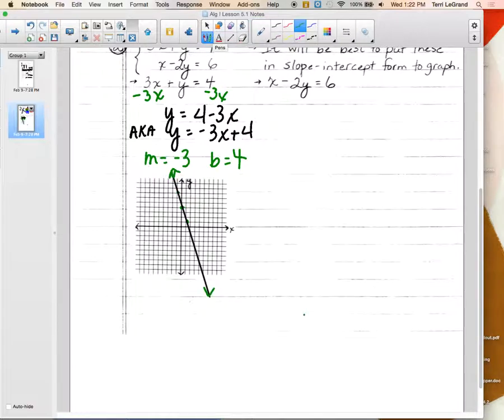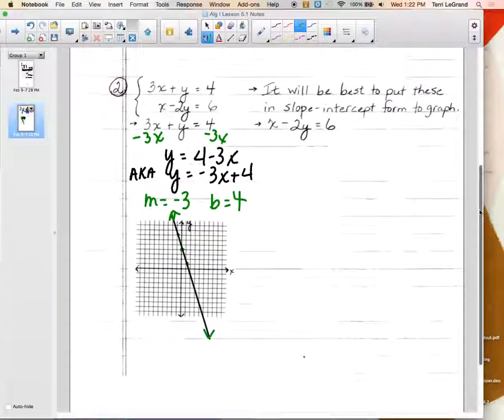Then I go south. There was a negative slope. My line is falling from left to right. As I move on, do I feel good about the behavior of the line versus what the slope was? Yeah, okay. As long as we put it in slope-intercept form correctly, so far so good. Okay.